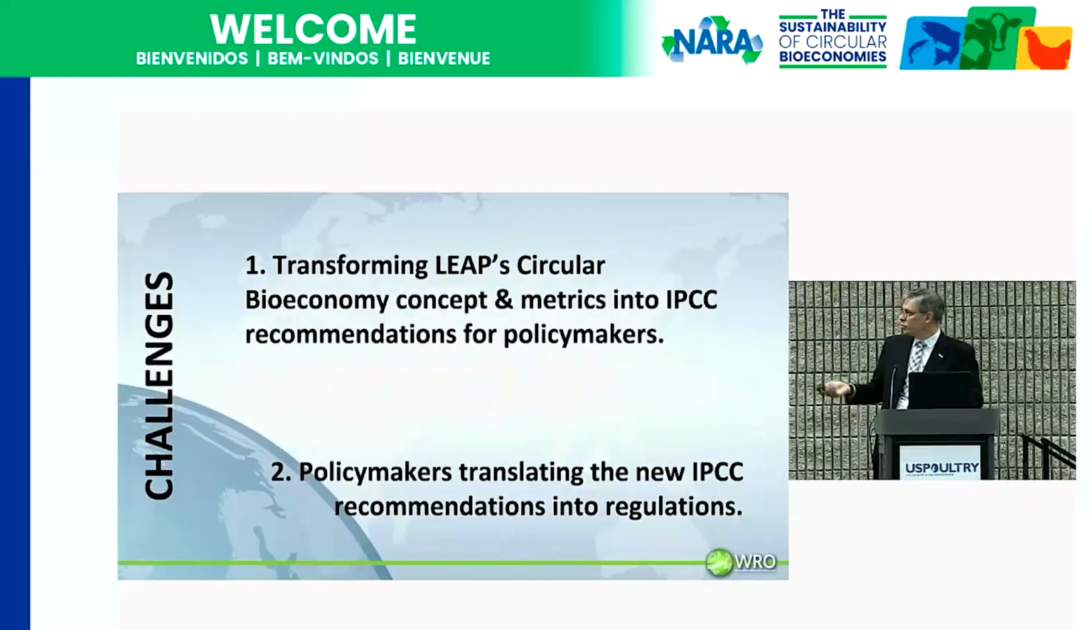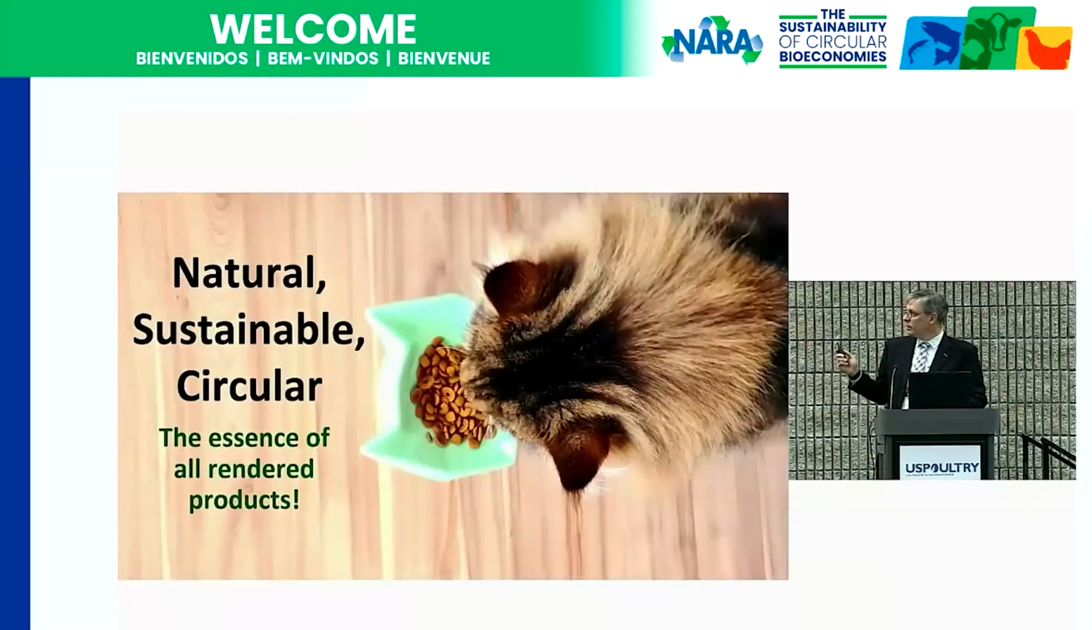Okay? So what are the challenges? The two challenges that we have yet to tackle. First, transforming the LEAP circular bioeconomy concept and metrics into IPCC recommendations for policymakers, and then policymakers translating the new IPCC recommendations into regulations. Four, five years, not faster than that. Unfortunately, this is the way it is. But at least we are on the good way. So why? Because we are natural, sustainable, and circular. This is our essence. Thank you so much.